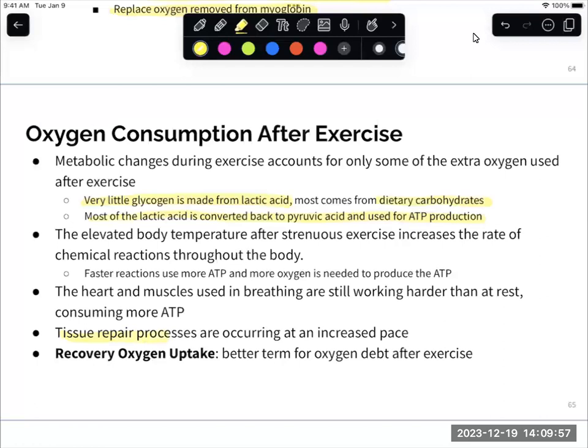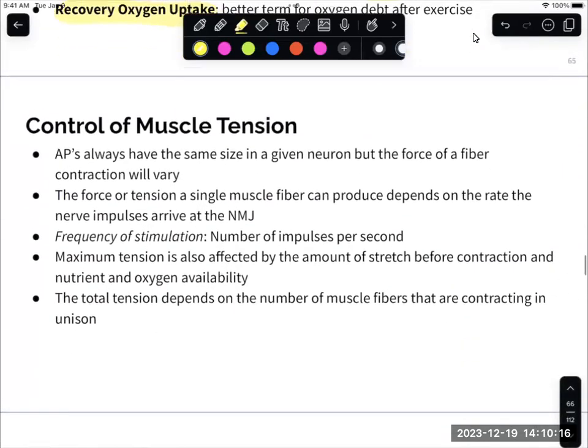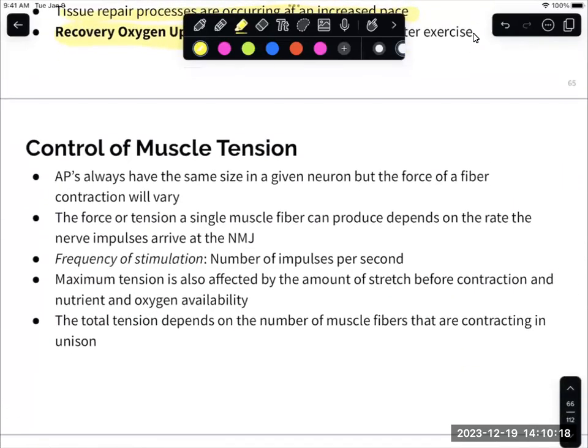Tissue repair can also happen. Also, another name for it is recovery oxygen uptake, because we're recovering and trying to get all of our stores for all of our muscles back to their resting levels. So muscle tension, all this other cool stuff.